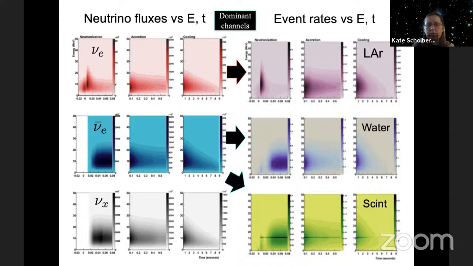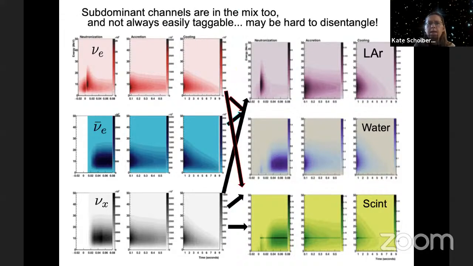You just get kind of one bin in energy. And so what we're trying to do, there's also subdominant channels in each of these detectors. What our job as experimentalists is to gather that data and figure out how we can go backwards: given what we observe, how can we figure out the best approximation of the original fluxes?